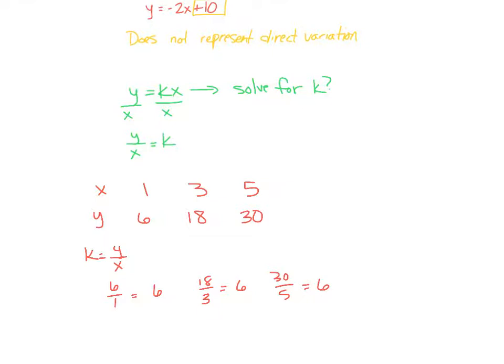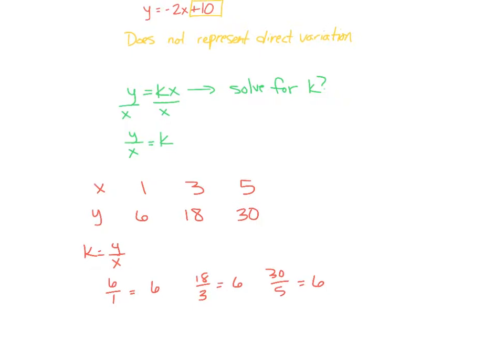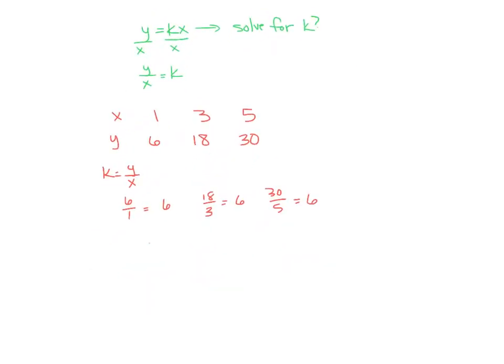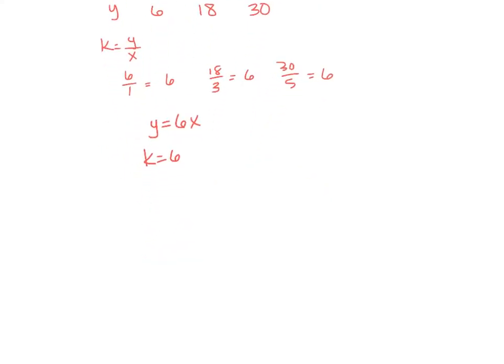Since each ordered pair gives 6, we can write this as y equals 6x. Whenever you multiply the x by 6, you get y: 1 times 6 is 6, 3 times 6 is 18, 5 times 6 is 30. So our k equals 6. It's an example of direct variation because y over x is the same for each ordered pair. Okay, so let's look at another one.